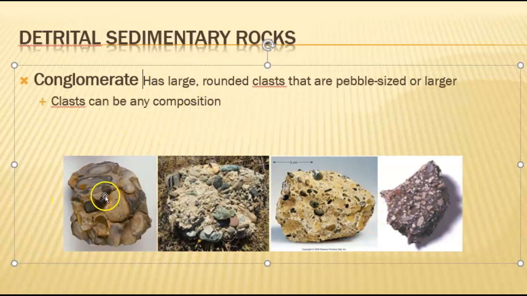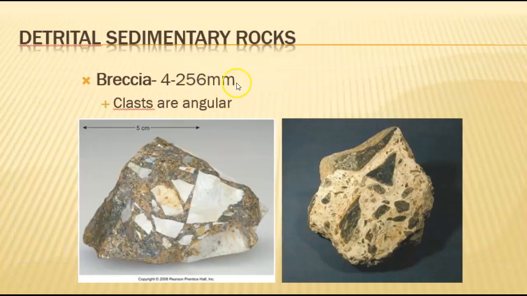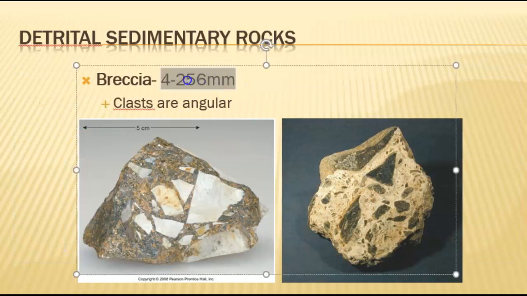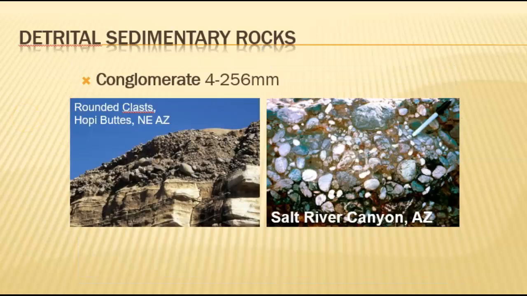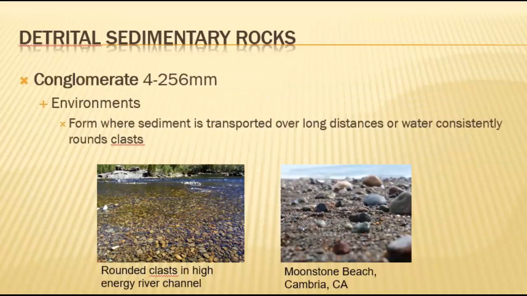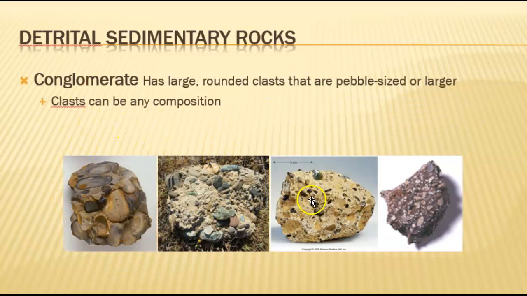And so what's the difference between something like this and something like this? You can see the shape of the pieces is what distinguishes between these two that have larger class sizes. Okay, so we have these big class sizes, bigger than 2 millimeters. This one has rounded pieces, and the breccia has angular pieces. And once again, the composition of the pieces can vary.